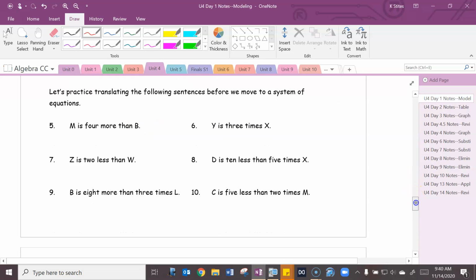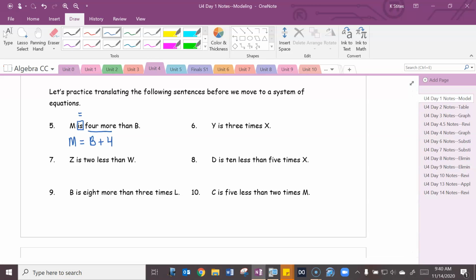All right, so before we do a system, let's practice translating the following sentences. Let's give it a try. M is 4 more than B. So here's what you need to know about translating. This word, is, always means equal. So you're going to go in order. It says M, so I'm going to write down M, is means equals, 4 more than B. That means that you're taking B and you're adding 4 to it. 4 more means we're adding 4.